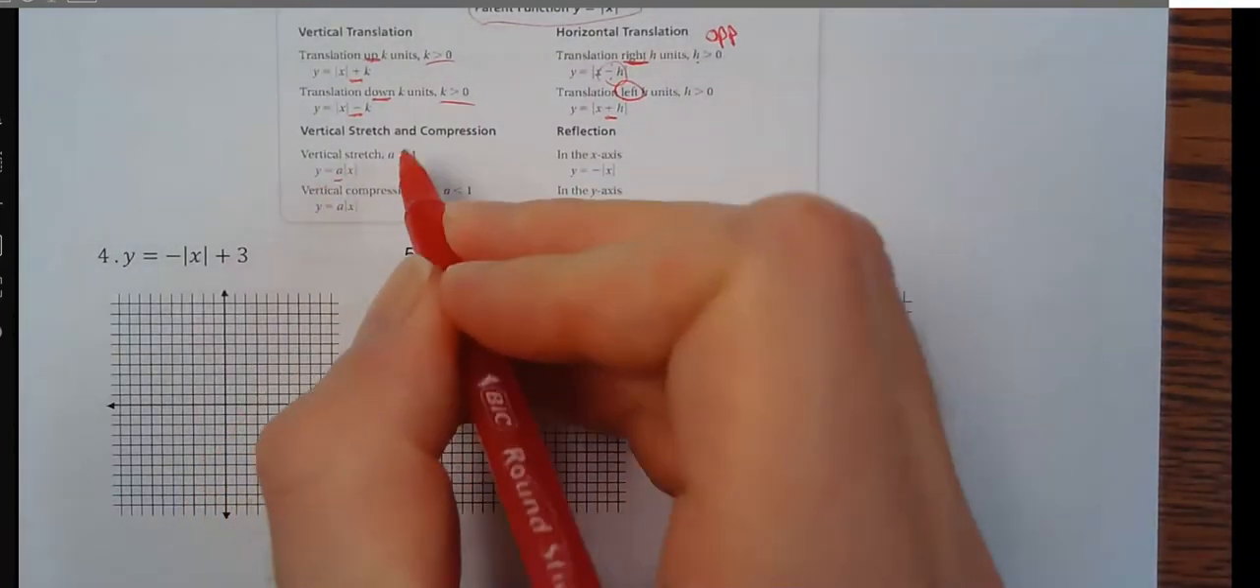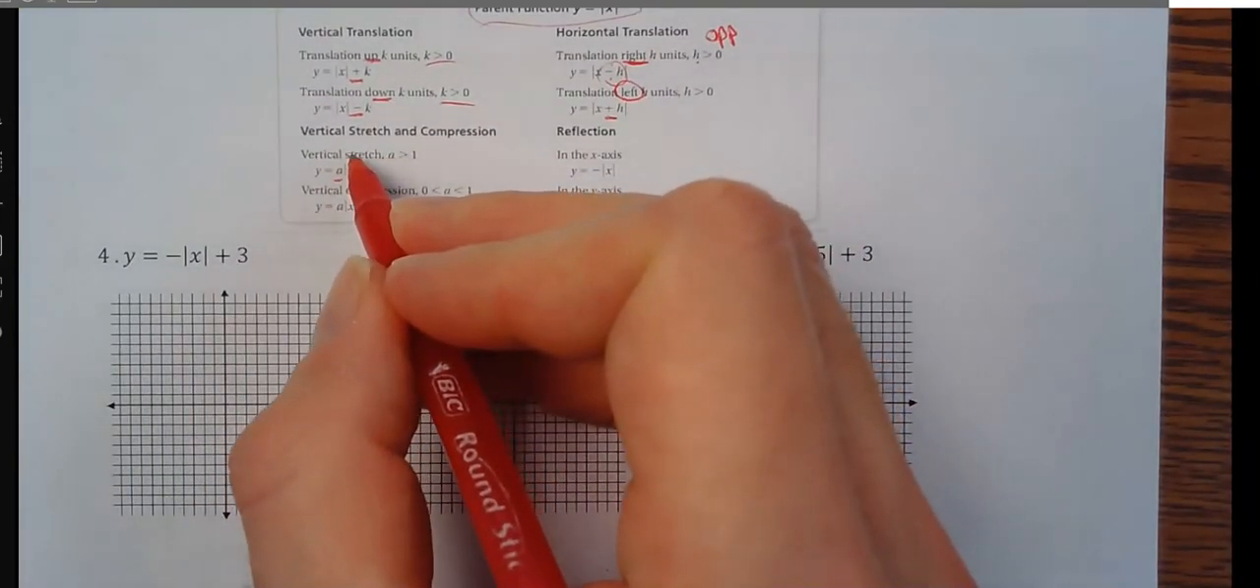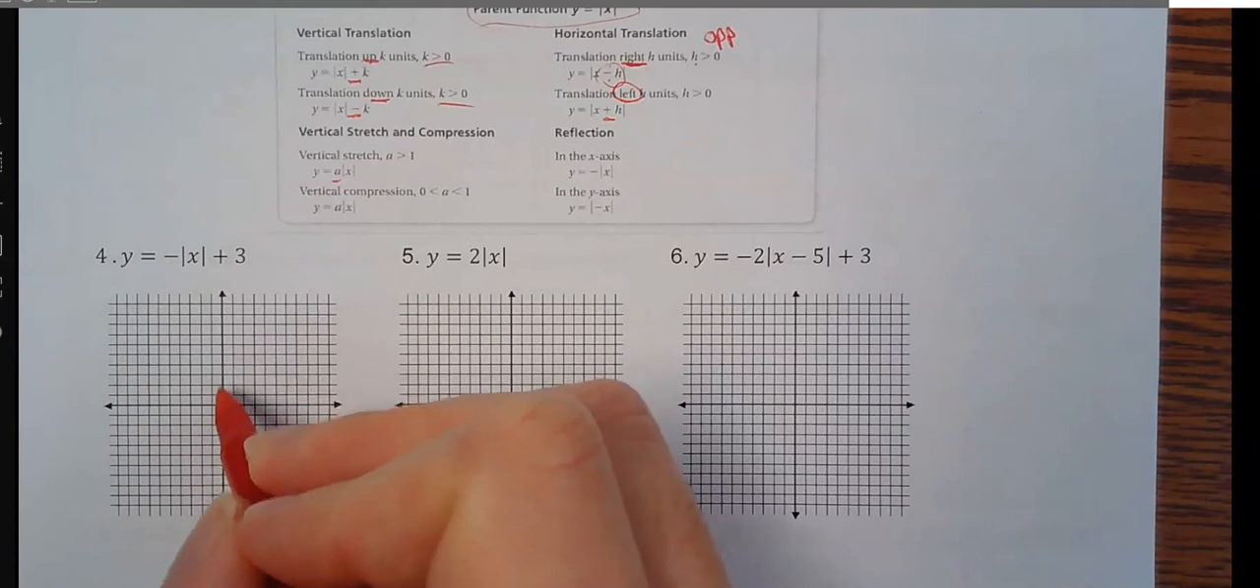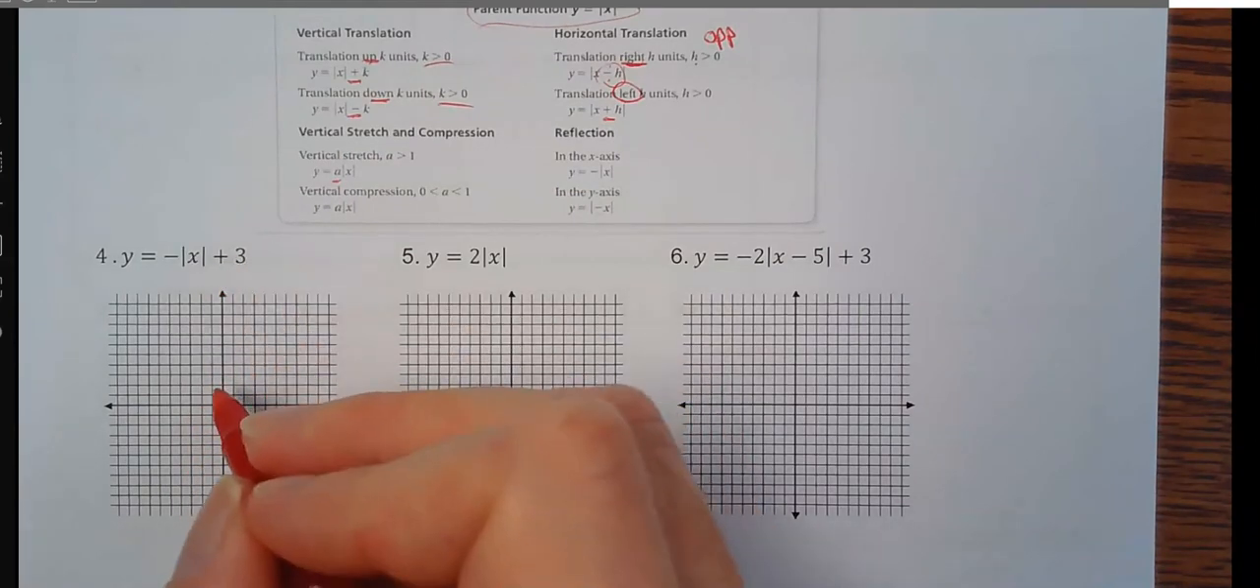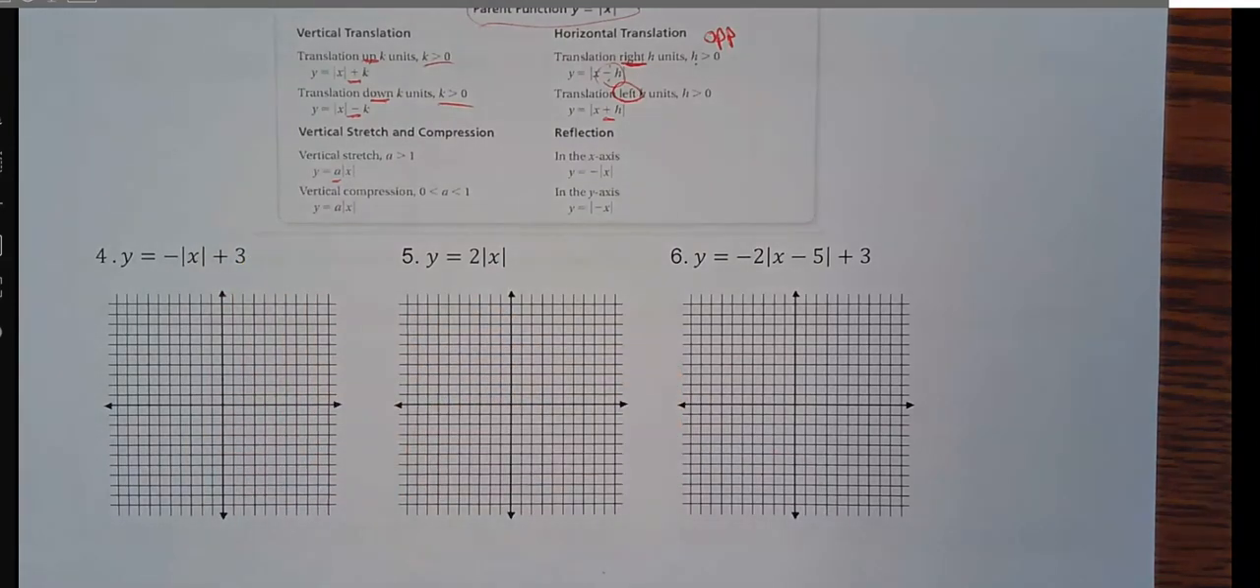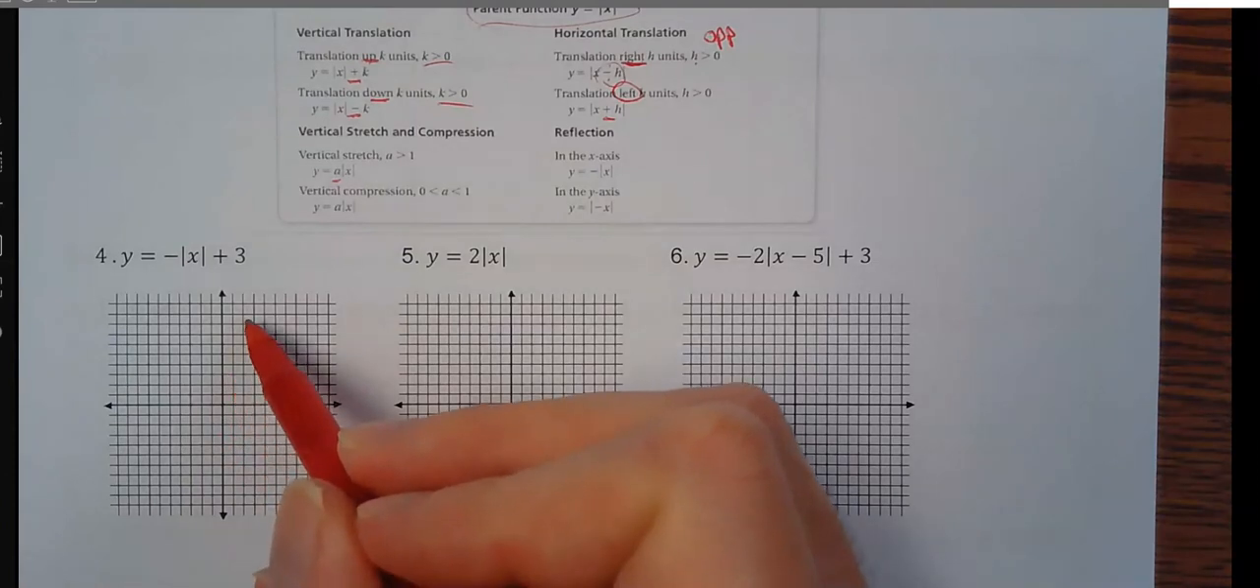If we change that, if it is greater than 1, we call that a vertical stretch, which means it's increasing. Instead of being this, it's going to be like this. It's going to increase it vertically. It's going to stretch it vertically. And that's the slope. So if it was a 3, you'd have a 3-to-1 ratio of slope.